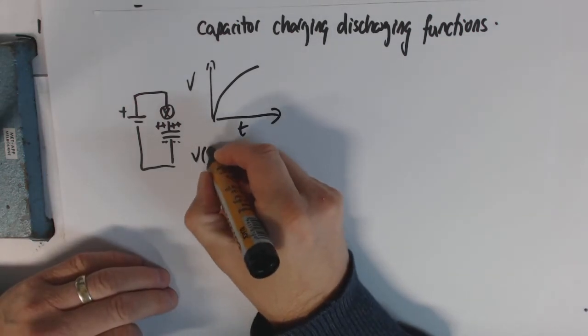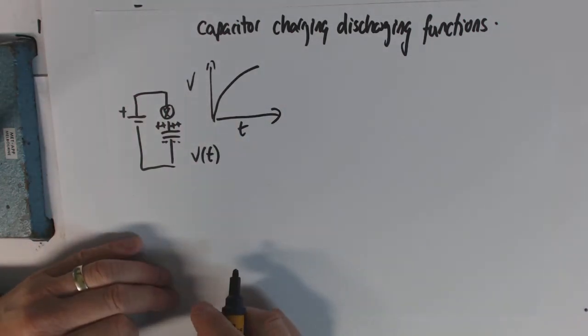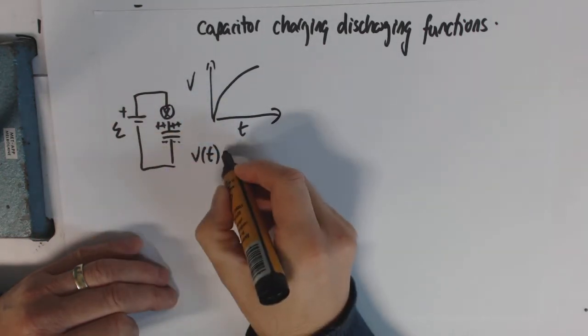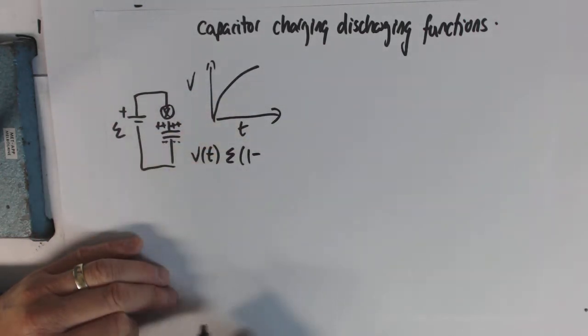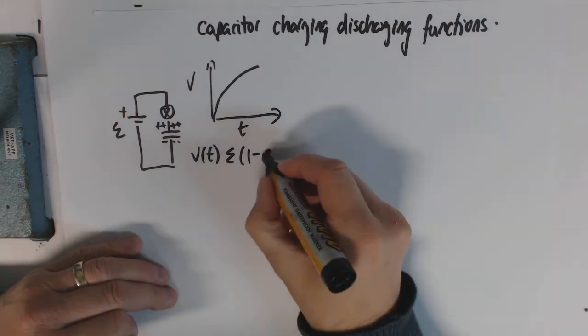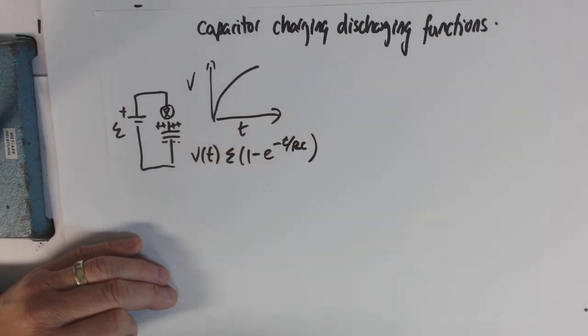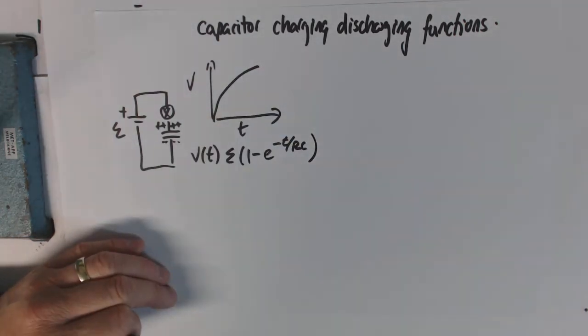It's a function of t, obviously, and this is the one that's a little bit trickier. But we start off with our EMF source, so we'll call that E. 1 minus e to the minus t over RC. And that's the formula for the charging.